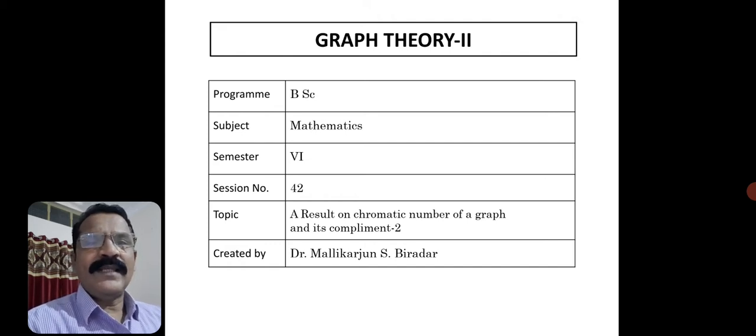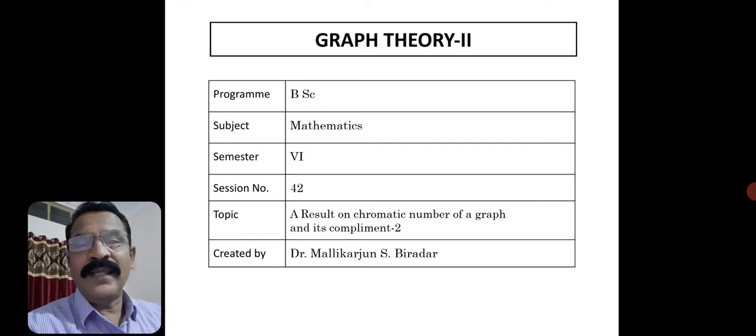Now the 42nd session of Graph Theory 2, the title is A Result on Chromatic Number of a Graph and its Complement 2. So the title is same as that of the session 41, but results are different. That's why I have considered this a separate session. So let us see what is the result in this session.